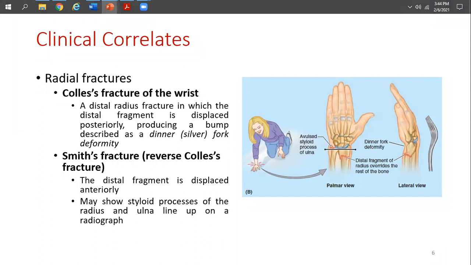So would it spoon upwards? So Colles would make it look like a fork, but then would Smith push it upwards since it's the opposite? So Colles, however you want to pronounce it, that's the one that's the dinner fork deformity. For Smith, nobody really talks about it. I would assume that it would have the opposite effect, but nobody really talks about that because Colles is more common. It actually gets the name. So I don't know. Gotcha. But you can infer that.